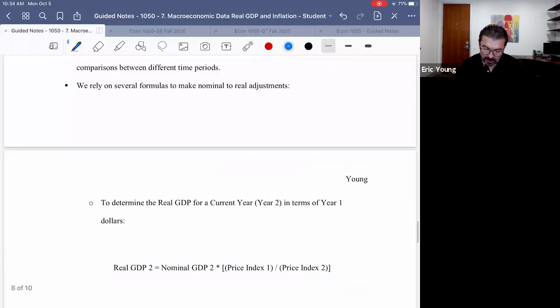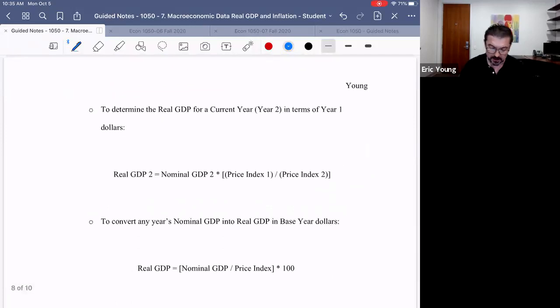We're going to rely on several formulas to make this adjustment. It's not that difficult. It's important that you get your formulas right and that you do some practice, but with some practice, you can get them. So how are we going to make these adjustments from nominal to real? Well, there's a couple ways. Number one, to determine real GDP for a current year in terms of base year, this is important, we're still going to be talking about base years here.